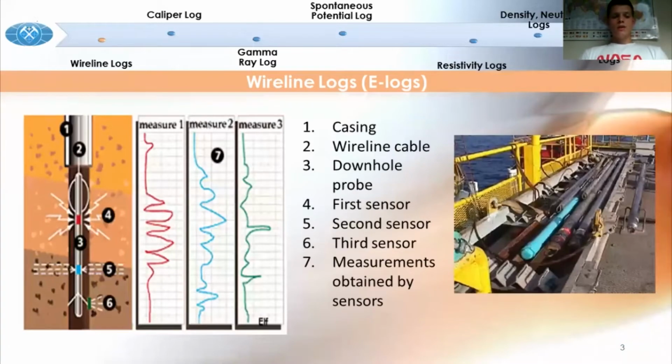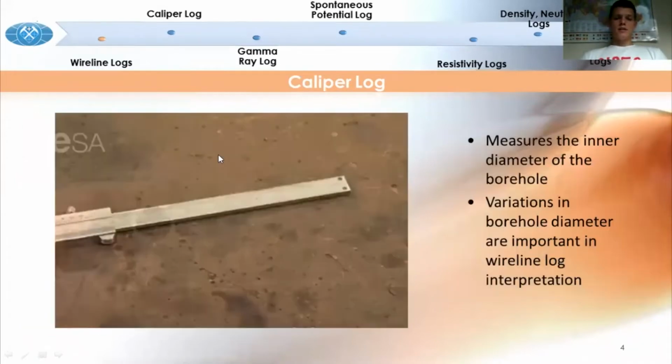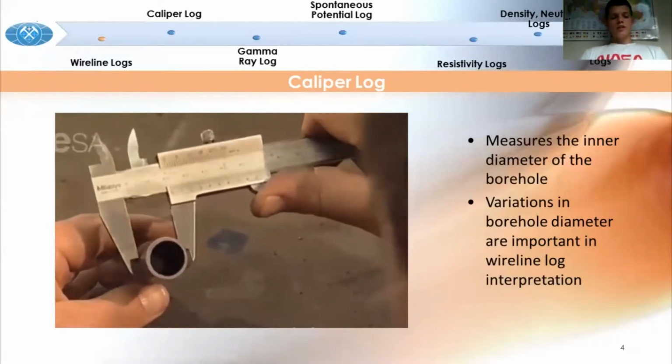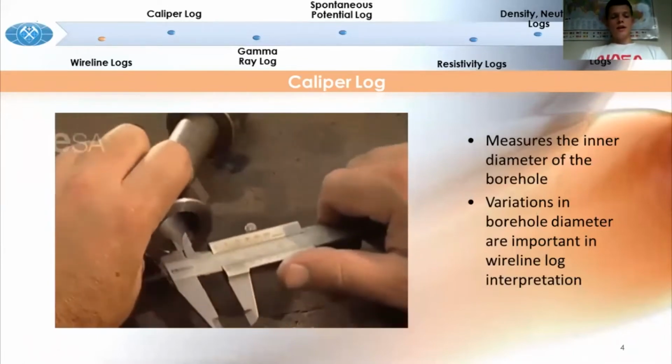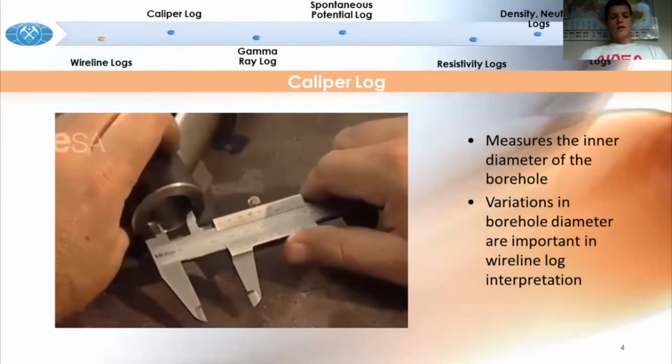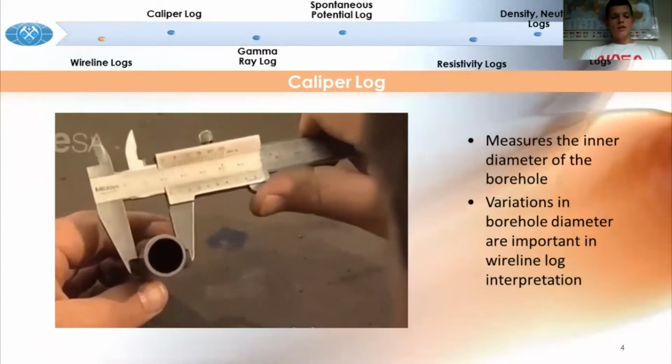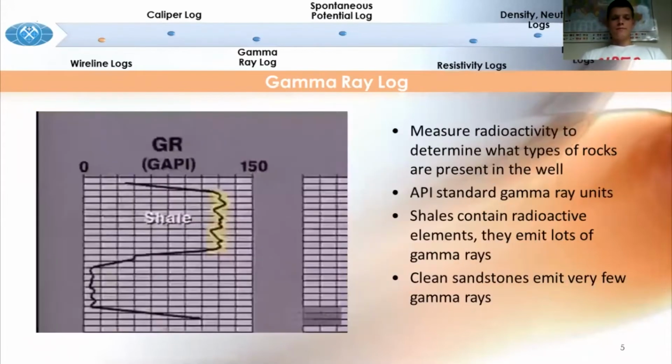On this we can see devices. Number 1, casing, wireline cable, downhole probe, first sensor, second sensor, third sensor, and measurements obtained by a sensor. Caliper log. Variations in borehole diameter are important in wireline log interpretation. The inner diameter of the well is measured by the caliper log.